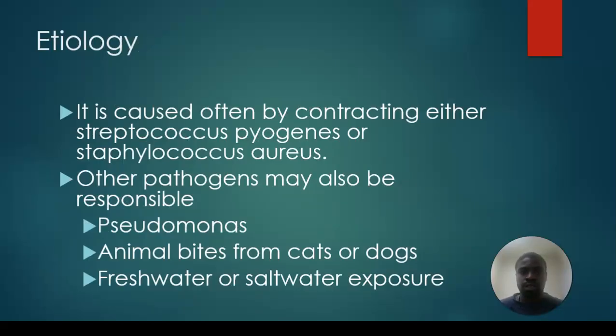The etiology for cellulitis is contracted by either strep or staph. Other pathogens may also be responsible for it for diabetic patients. A lot of times it may be Pseudomonas. It could be from an insect bite or animal bite, and it also could be caused by exposure to pathogens in salt water or fresh water.